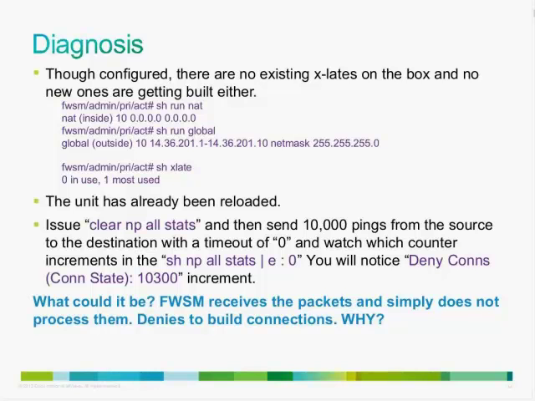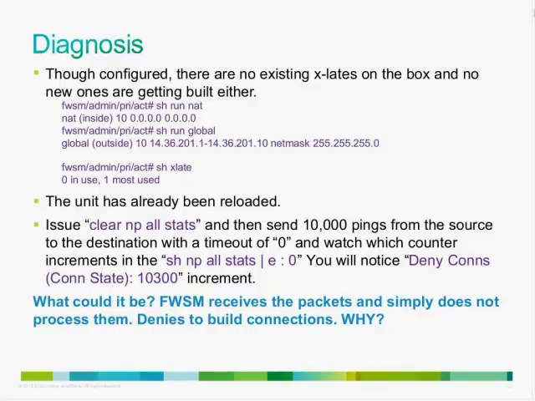The translation, as you can see, is perfectly configured, no problem with the translation. Let's also assume they've already tried to reboot the firewall, and there's still no connections. The next thing we have to look at, on the FWSM, is we can do a clear NP all stats. The FWSM has 3 network processors, and we can see which of these counters increment when we send like 10,000 pings from the SVI with a timeout of 0. So this is the best way to troubleshoot.